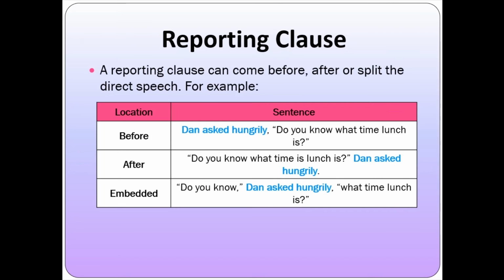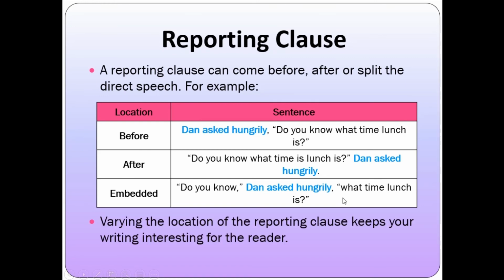Now, a reporting clause can come before, after, or split direct speech. For example, if it comes before: Dan asked hungrily, "Do you know what time lunch is?" Okay, with my rules of speech. If it's after it, okay, which is the most common one: "Do you know what time lunch is?" Dan asked hungrily, okay? And if it's embedded, we need to split the speech up with our speech marks and put it in the middle, okay, with a comma before speech resumes. And if it is not the start of a new speech sentence, it is not a capital letter here, okay?